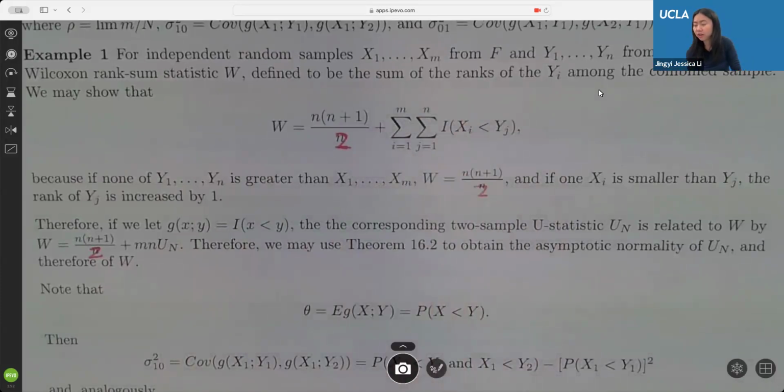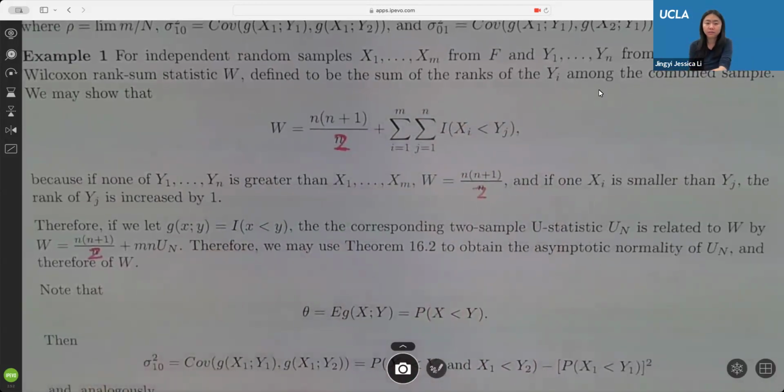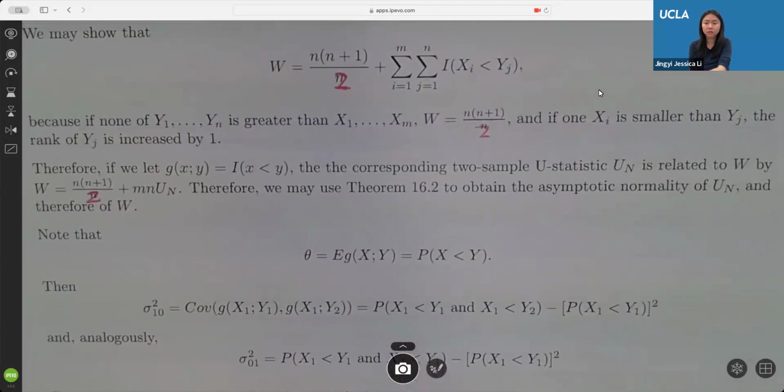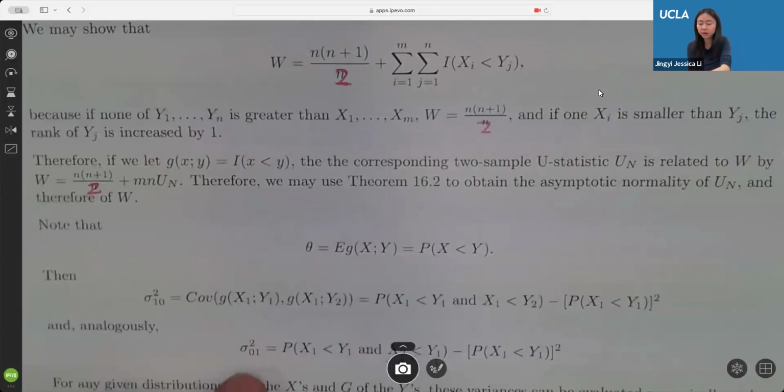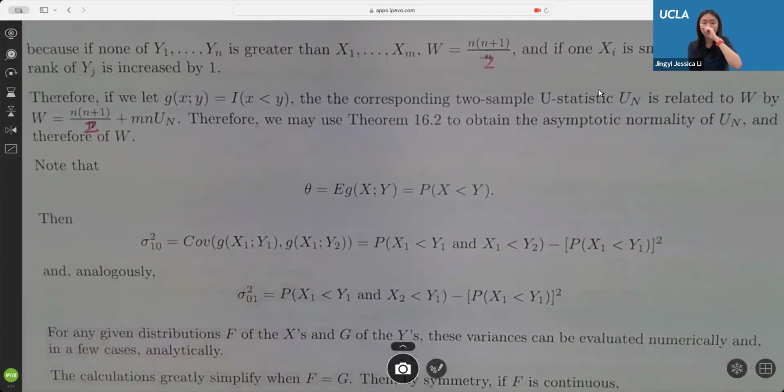Okay, therefore, the asymptotic result for U statistic can be applied here. So this is our G function. Remember that comparison of the order indicator function for that. Note that theta is the expectation of the G. That's how we define the parameter, the probability that X is less than Y. Then theta 1,0 squared is the covariance of these two things.